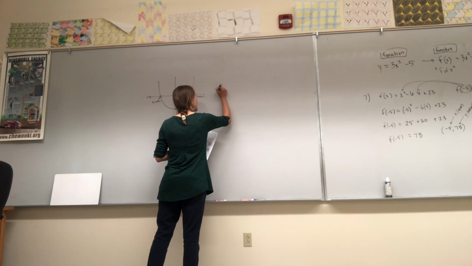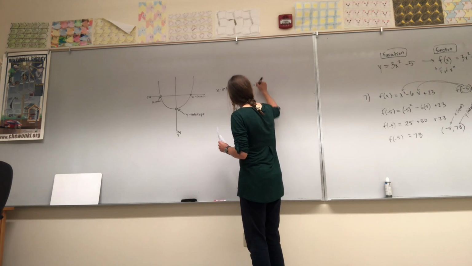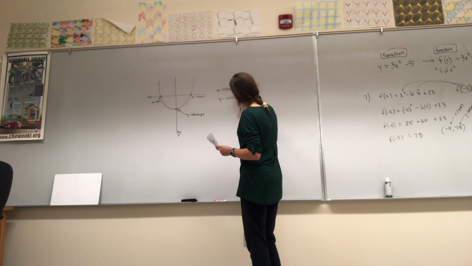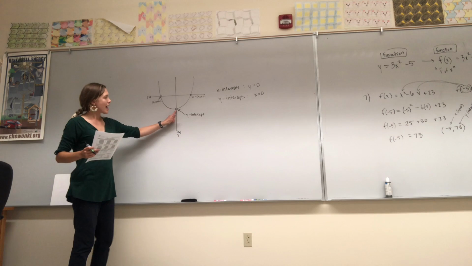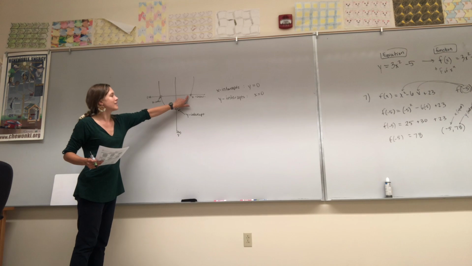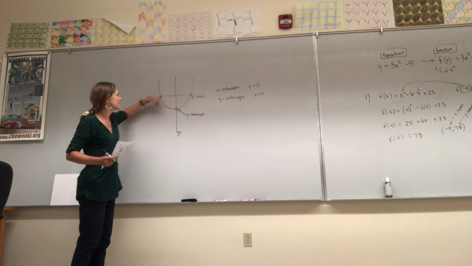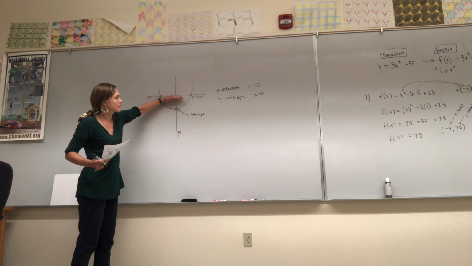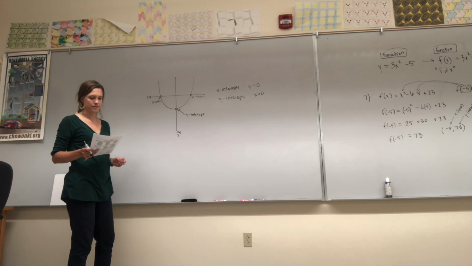X-intercepts occur when Y equals 0. Y-intercepts occur when X equals 0. So we can see this here: X equals 0 here, but I have a Y value. Y equals 0 here, and I have an X value. So this is my X-axis, but this is where Y equals 0, where the graph intersects the X or Y axis.